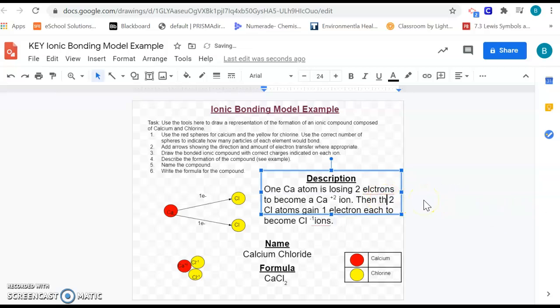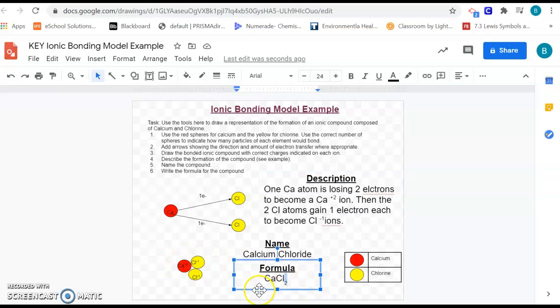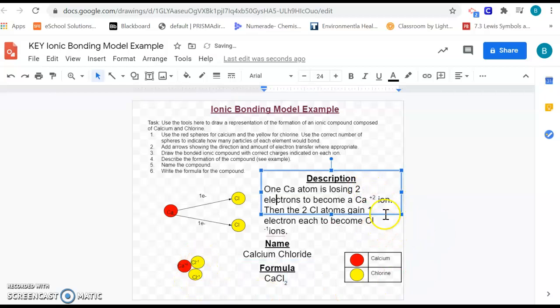And then go back and double check spelling. So right here, this calcium is giving up its 2 electrons. Each chlorine is gaining. It's going to become calcium chloride is the name. And the formula, 1 calcium. The subscript is telling us there are 2 chlorine atoms. So 1 calcium, 2 chlorine. And that is how you do the ionic bonding model.